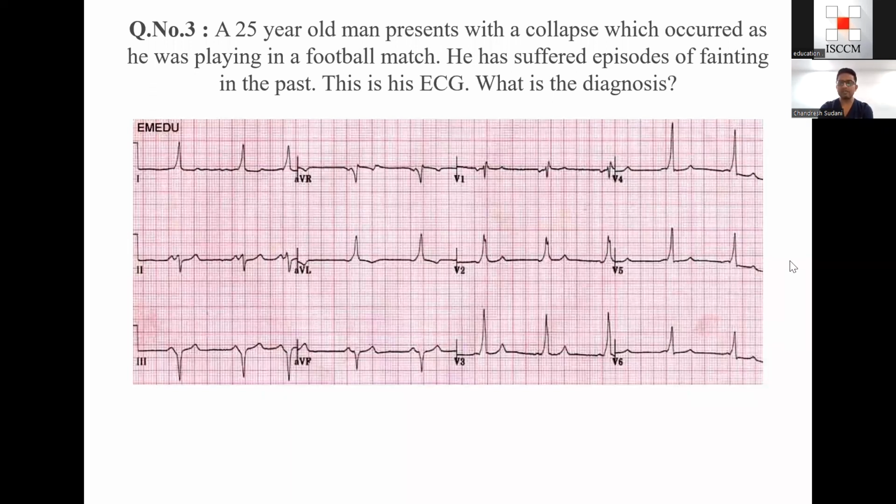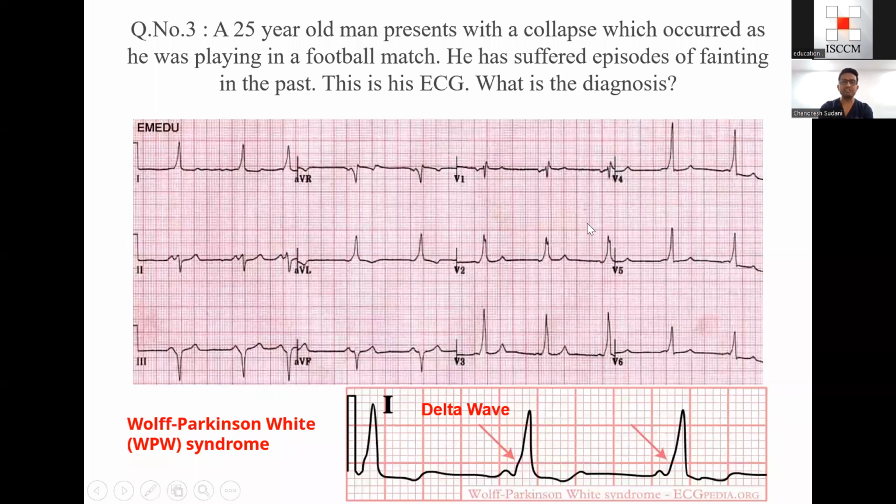So here again, the WPW syndrome has a very peculiar wave, which is called a delta wave, present in this ECG. If you magnify this particular ECG, you will find that the QRS complex morphology is changed. Here the QRS complex is not starting at an acute angle, but a delta wave is present. So this is a classical example of WPW syndrome. Coming to the next question.